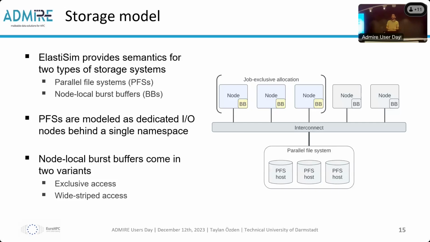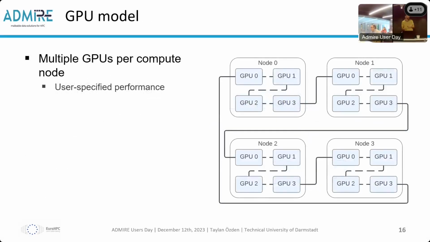They come in two flavors. We have exclusive access, or you may already have heard of different file systems like GekkoFS, for example, and BeeOND, etc., where you have a wide-striped access, and you can essentially have a single namespace for all the node-local burst buffers that aggregates the storage space and combines all the different burst buffers on the nodes, so that you can simply use that without distinction and in a non-exclusive way.